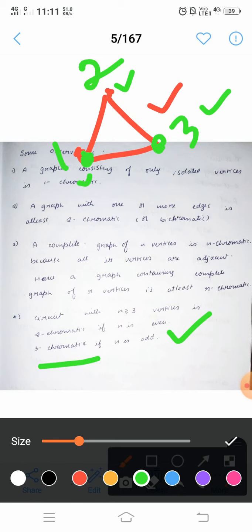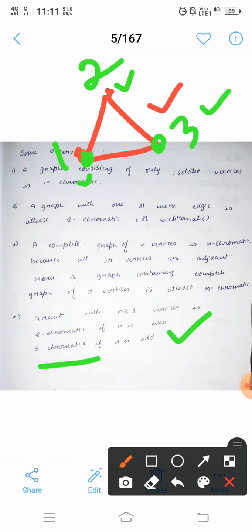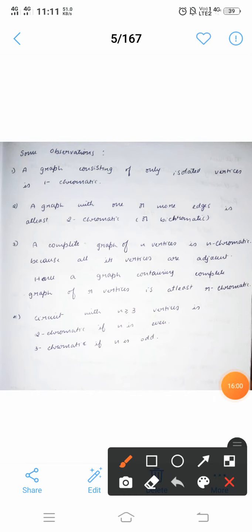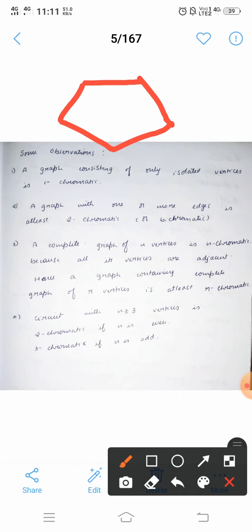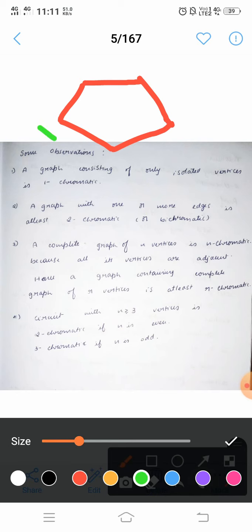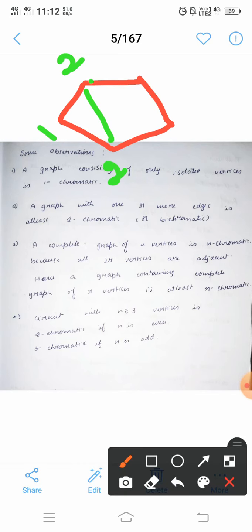Next we'll take a circuit with 5 vertices, which is also odd, right? We'll number this circuit 1, 2, 3, 4, 5. I take color 1 here. These two are adjacent, so I take 2. This vertex is not adjacent to the vertex colored 1, so I can take 2 again.